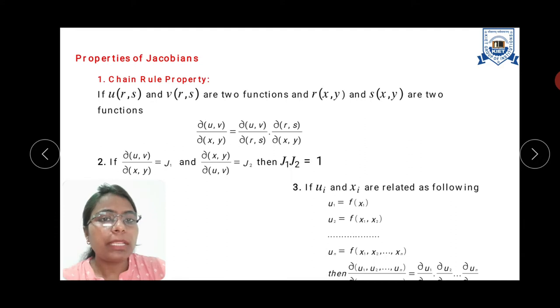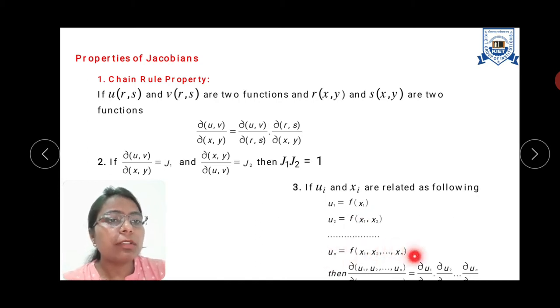And our third property is, if the ui's and xi's are related as follows, it means u1 is a function of x1 only, u2 is a function of x1 and x2, and un is a function of x1, x2 up to xn. Then the Jacobian of u1, u2, un with respect to x1, x2, xn is equal to del u1 by del x1 into del u2 by del x2 into del un by del xn.